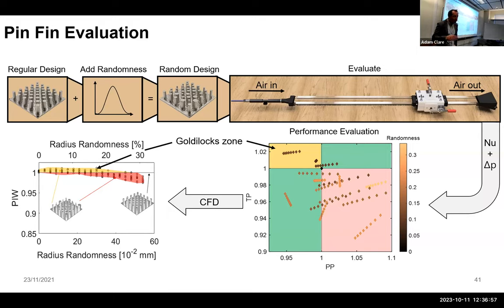But we calculated if every heat pin fin that was used around the world suddenly flicked to this and we had a 2% saving, it would be about the annual emission saving of Germany per year just by changing these pin fins. Mundane, but hugely valuable.